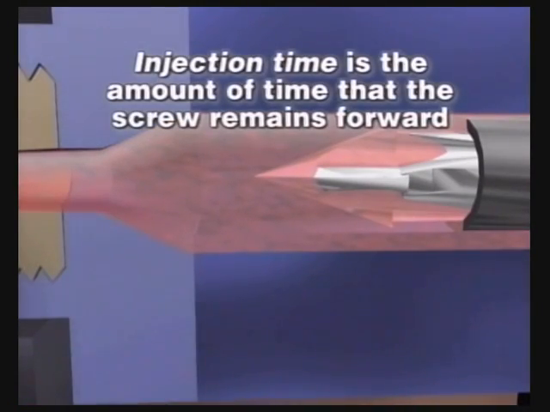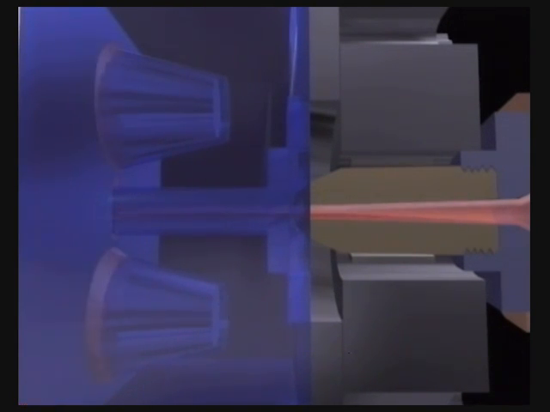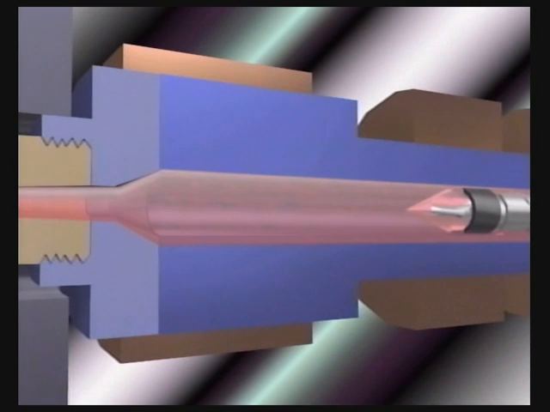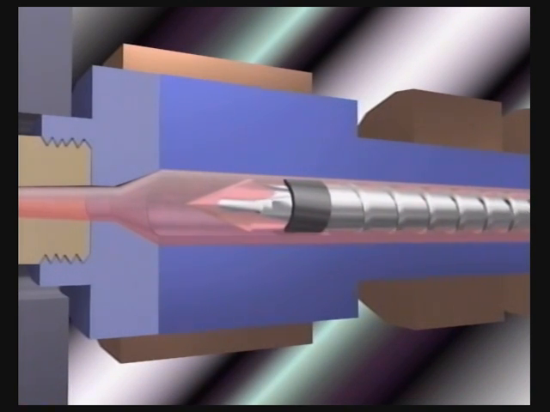Injection time is the amount of time that the screw remains forward. Injection time is controlled by the rate of hydraulic oil being pumped into the injection cylinder piston. Assuming a machine has only a first and second stage, the first stage is the amount of time it takes to fill the part. The second stage is the time required for the gate to freeze off. On a multiple stage injection, the last stage is usually the packing stage.